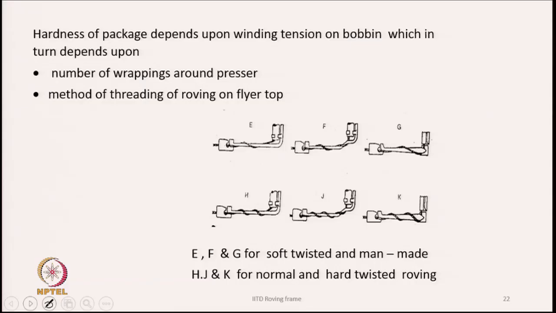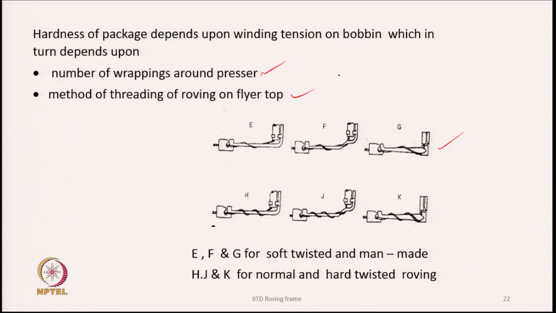Hardness of the package depends upon the winding tension of the bobbin, which in turn depends also on these things. If you see here, the pressure arms are shown, and the roving as it exits the hollow end of the flyer takes a few wraps around the pressure arm. So, the number of wraps is also important, because more wraps means more resistance to the pull of the roving, and therefore, there will be more tension in the roving. And the method of threading the roving on the flyer top will also affect the winding tension.